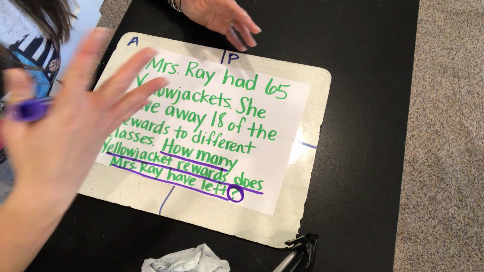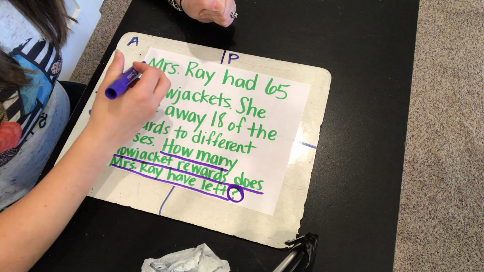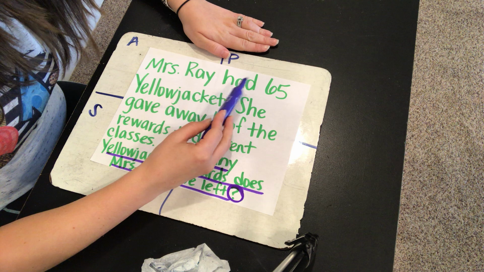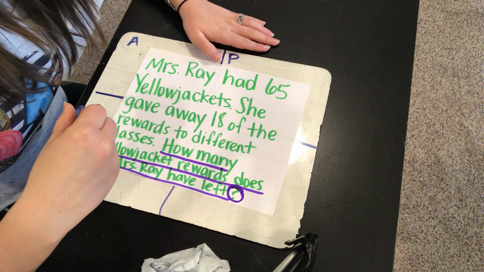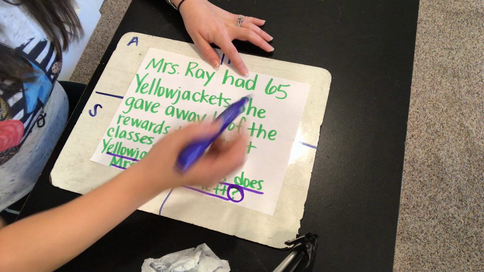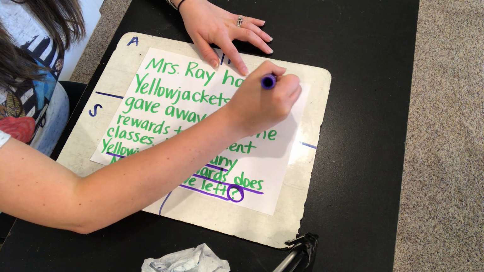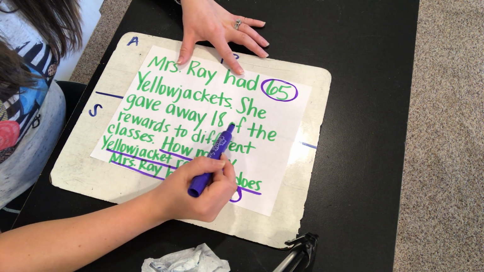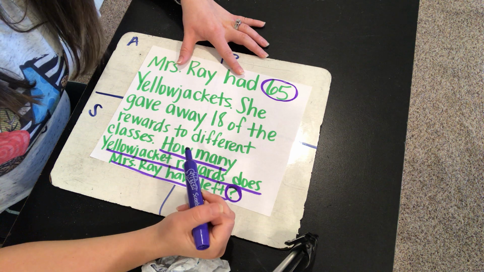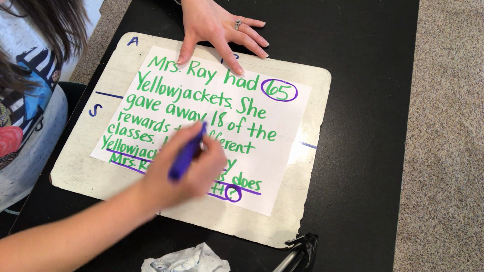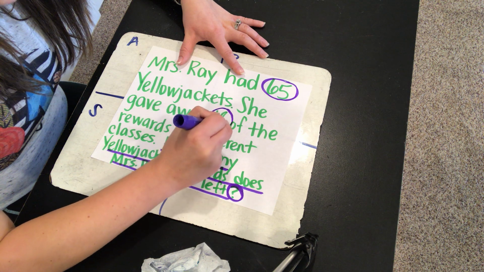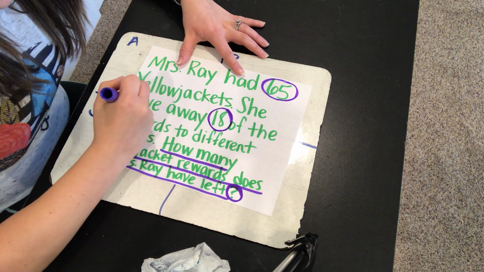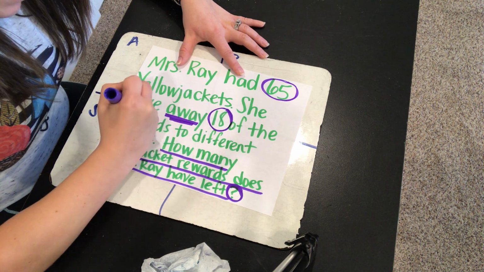All right, now let's go back through the problem and listen for important numbers and words, sentence by sentence. Mrs. Ray had 65 yellow jackets. What's important there? 65 is important. That tells me that's how many she started with. She gave away 18 of the rewards. What's important in that sentence? 18 is important. There are also some important words. What words did you hear that are important? She gave away. Gave away is very important.